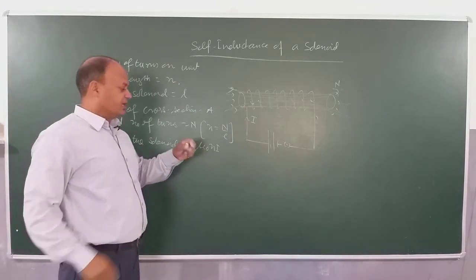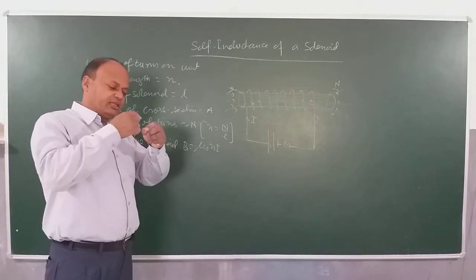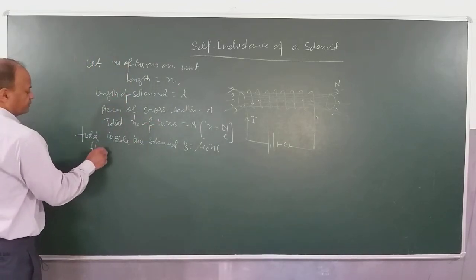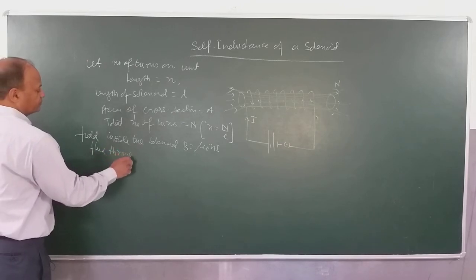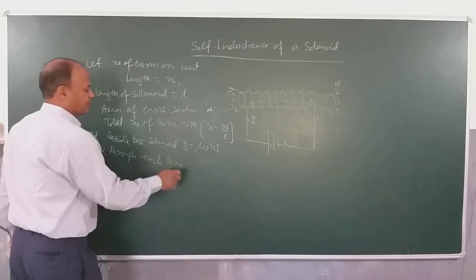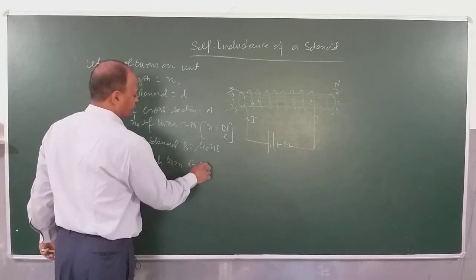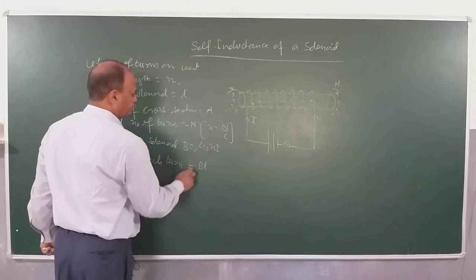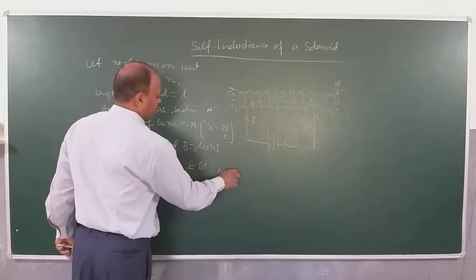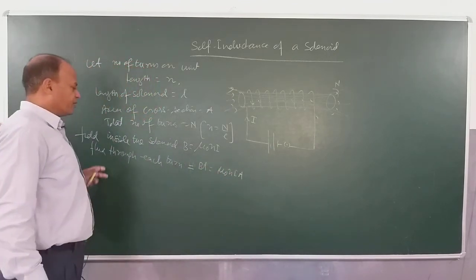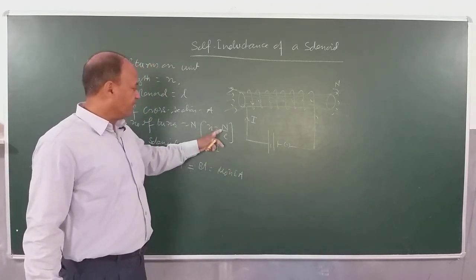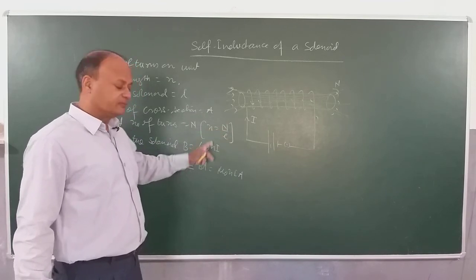So this is the field. Now the area of cross section is how much here? A. That means each loop has area A. So flux through each turn will be phi equals B into A, and B is mu naught n I, so phi equals mu naught n I into A. But how many turns are there? Capital N turns. And if we cross multiply, N will be equal to small n into L.